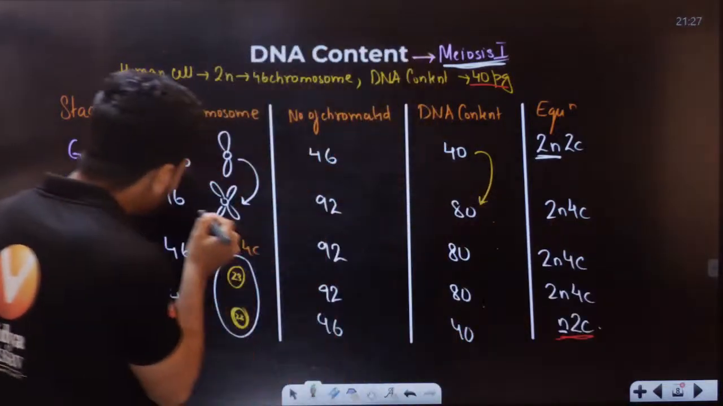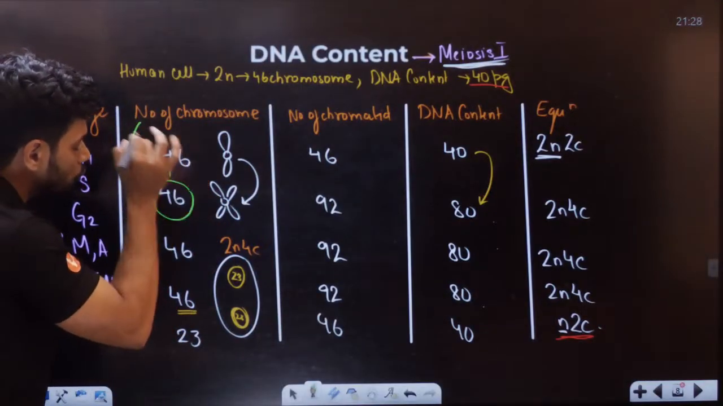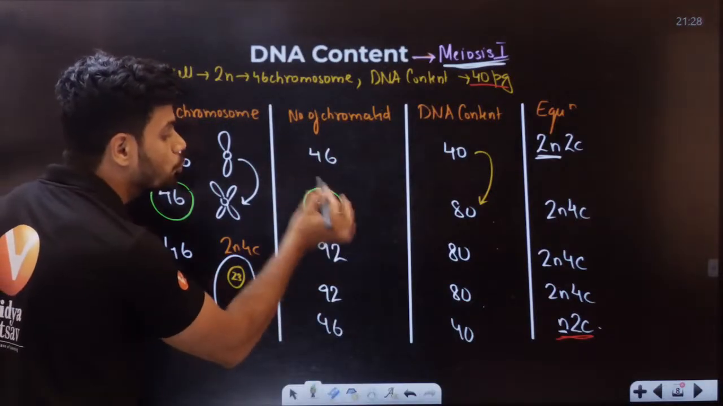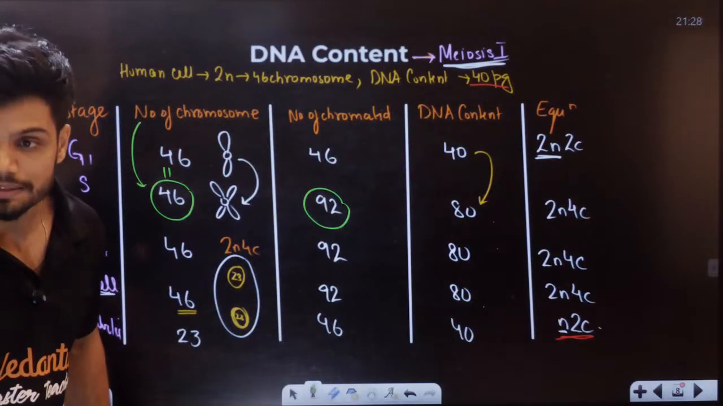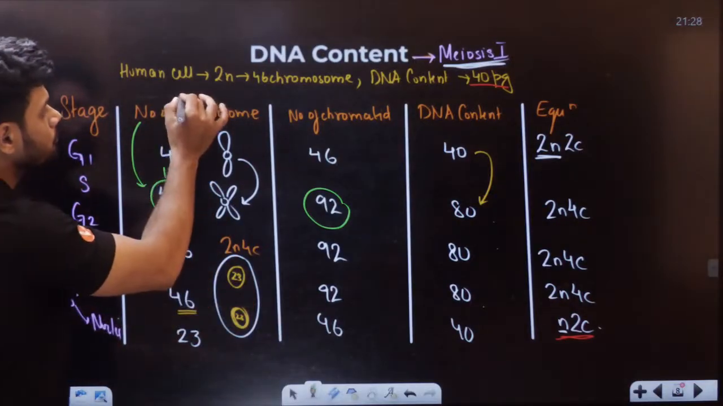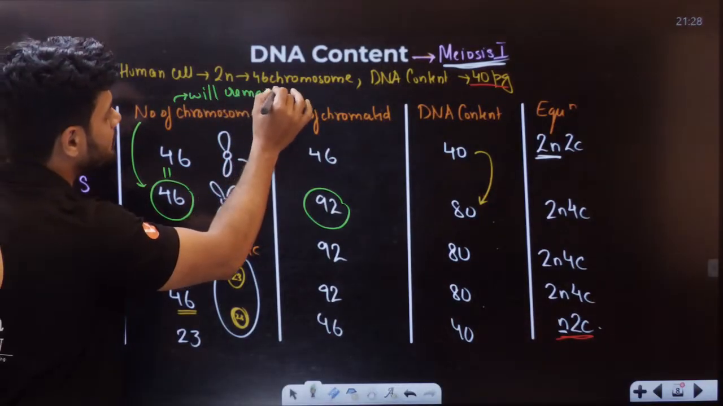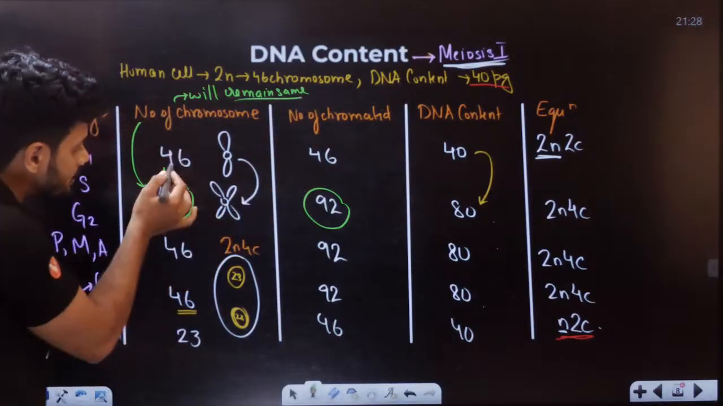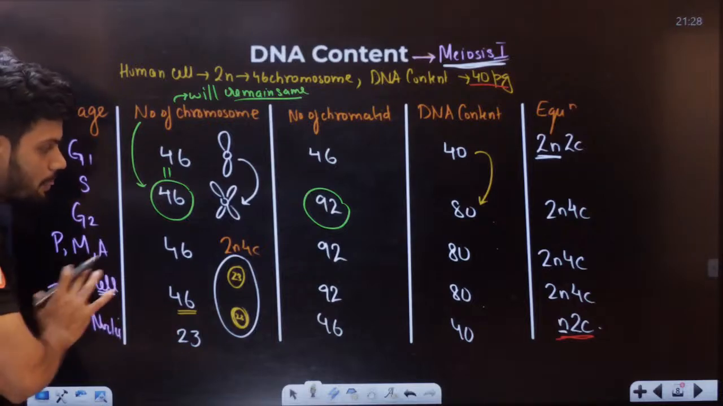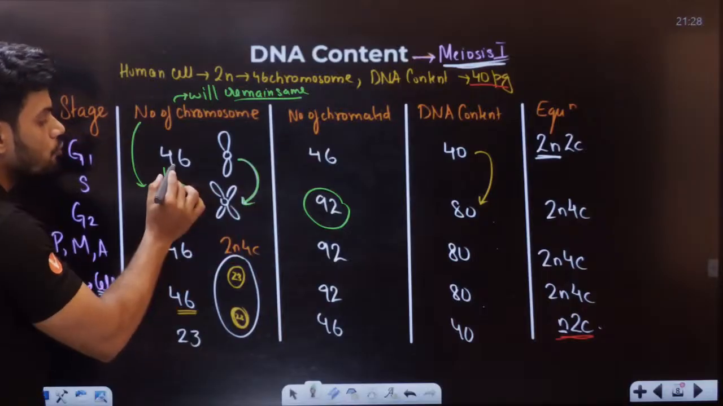The number of chromosomes will remain the same, at least until telophase. No change in chromosome number here. But the number of chromatids is doubling, as every single chromosome now has two chromatids.